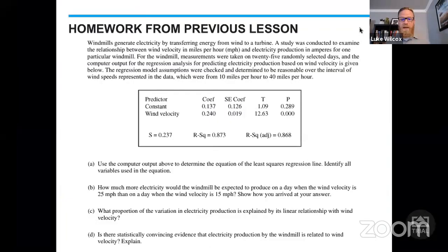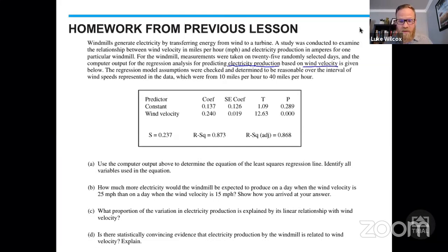Okay, so let's check back in with what you learned yesterday with Mr. Murphy. He left you with this homework problem, which is quite a lengthy one. So let's just jump right into it here. Okay, so here's what it says. Windmills generate electricity by transferring energy from wind to a turbine. A study was conducted to examine the relationship between wind velocity in miles per hour and electricity production in amperes for one particular windmill. For the windmill, measurements were taken on 25 randomly selected days, and the computer output for the regression analysis for predicting electricity production based on wind velocity.